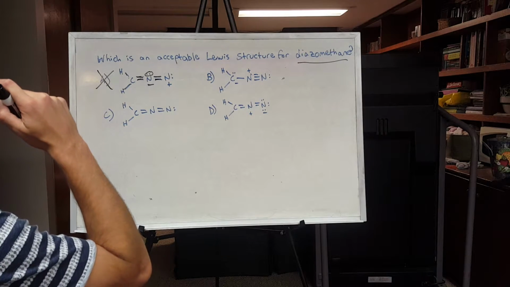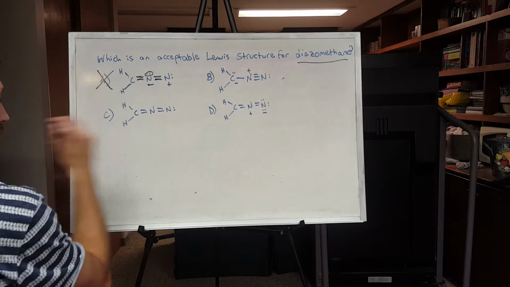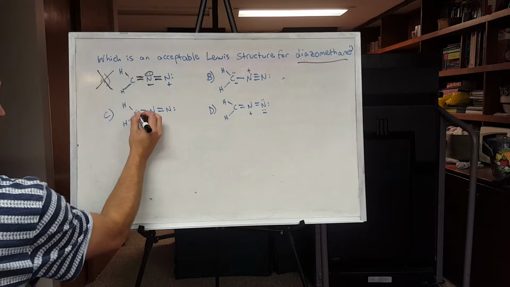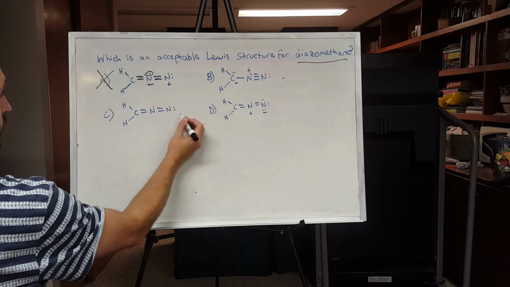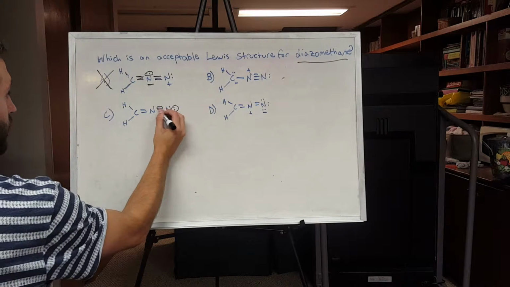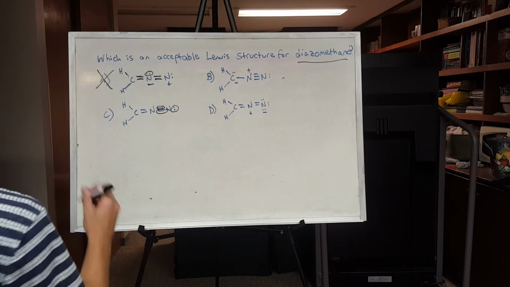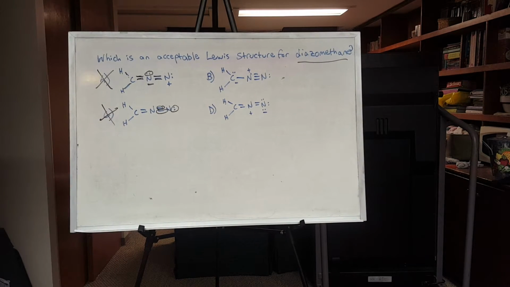Okay, so let's go to C. This C is good, 1, 2, 3, 4. This N is good, 1, 2, 3, 4. This N, 1, 2, 3, not 4. So C is not going to fly.